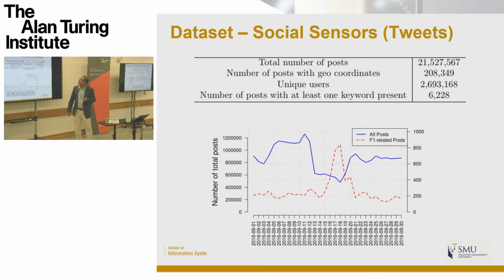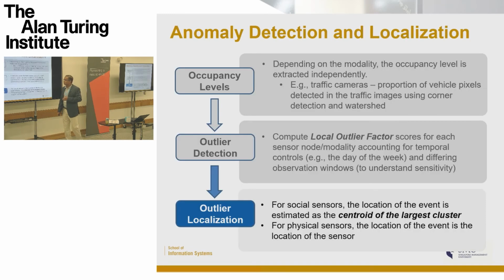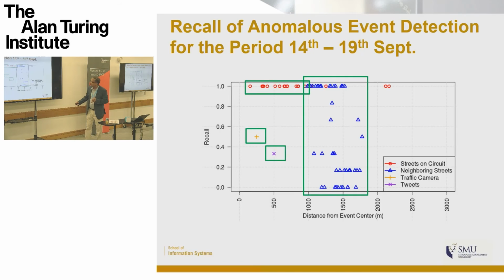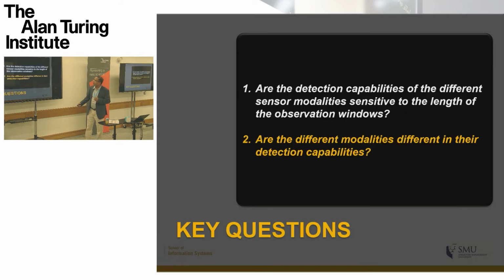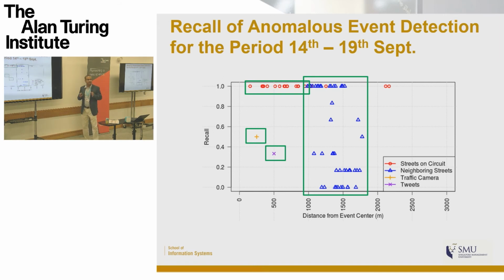Then you get social sensors as well. So over that 5-day period, there were 21 million posts in Singapore. Geo-coordinated posts, obviously much, much lower. The number of posts with one of the keywords related to the Grand Prix, even lower, but those are what we were using. Now, the approach is, what happened here? One of the things we found out is different sensors have different precision and recallability. So what this graph is showing is, this 0 point on this axis is the epicenter of the event.